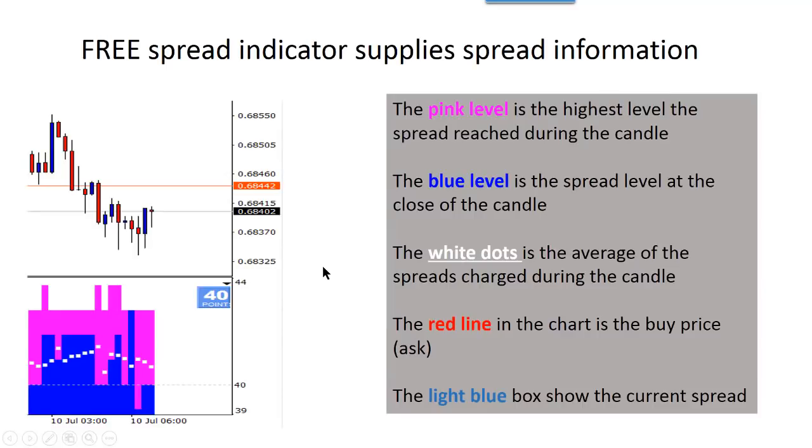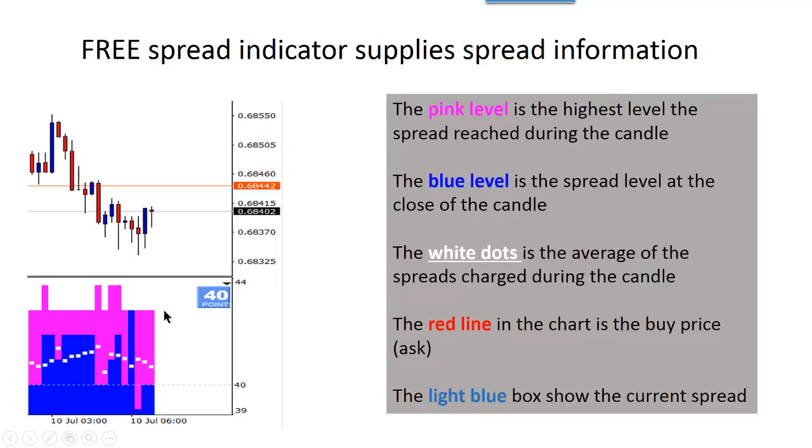What I have found for you, and this is not my indicator, this is an indicator I found on the internet quite a while ago, is a free spread indicator that supplies spread information historically, and that's the big point. If you can find the current spreads, that's great, but what you actually need is the historic picture of what has happened, and this indicator does it.